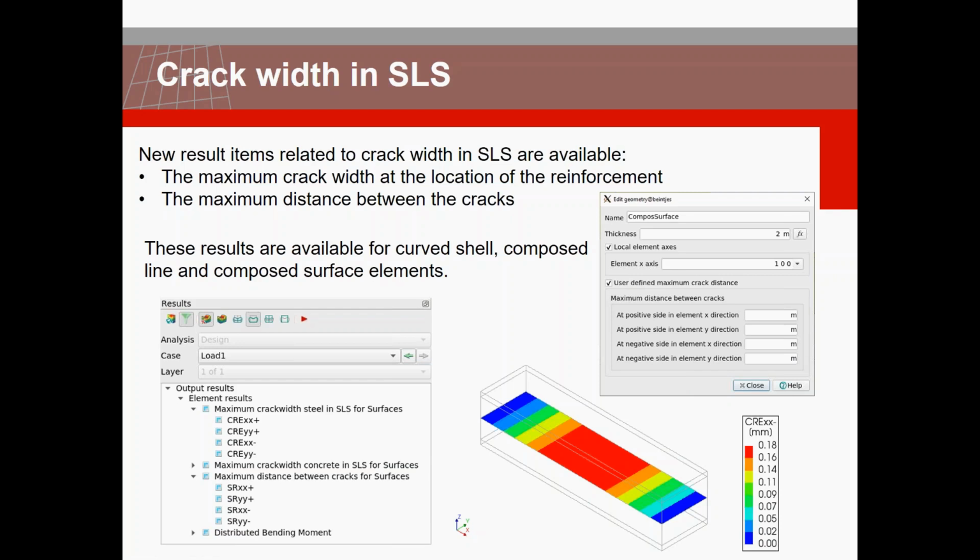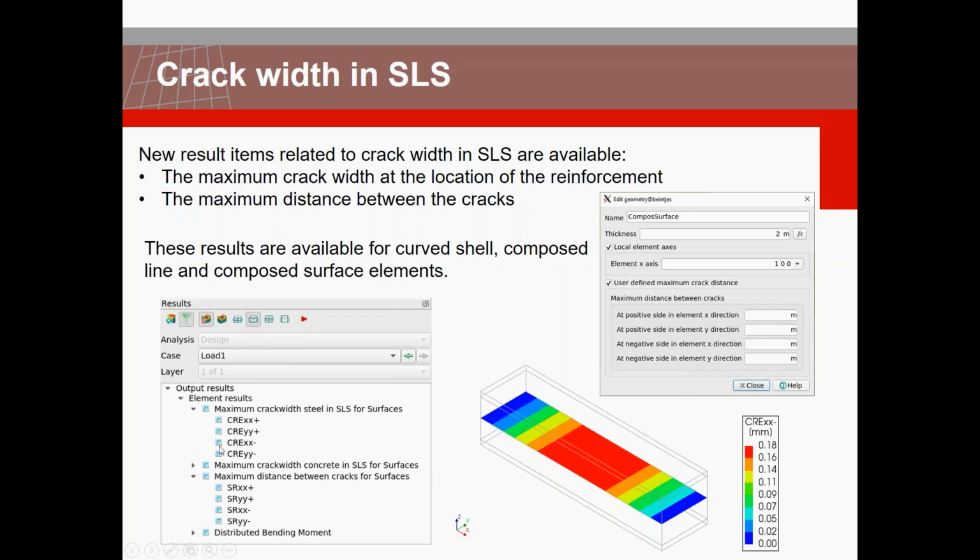And you have to enter 4 values for the positive and negative sides in both directions. This is a surface, so in X and Y direction. If you don't enter it, it's automatically calculated, but you can also overrule this value by just entering it yourself.